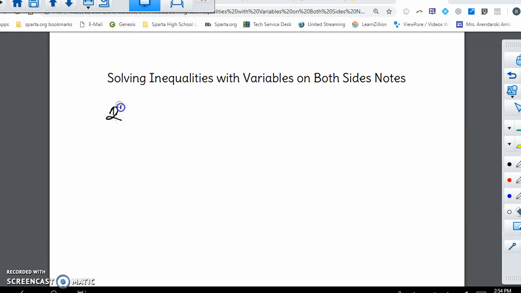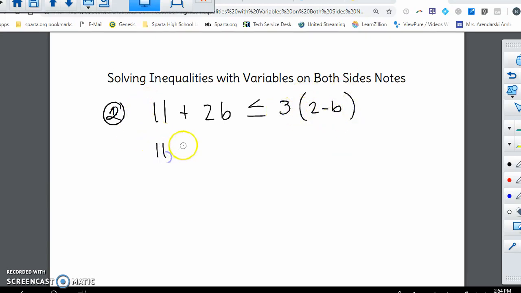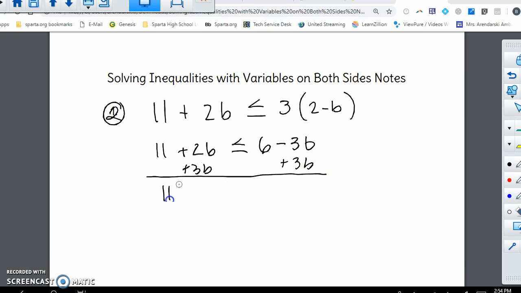All right, number 2. So we have 11 plus 2b is less than or equal to 3 times the quantity 2 minus b. This has the distributive property in it, so we're going to do that first. 11 plus 2b is less than or equal to 3 times 2 is 6, and 3 times negative b is negative 3b. Now we're ready to solve. I'm going to move my variables to the left. I'm going to add 3b to both sides. That's going to give me 11 plus 5b is less than or equal to 6.